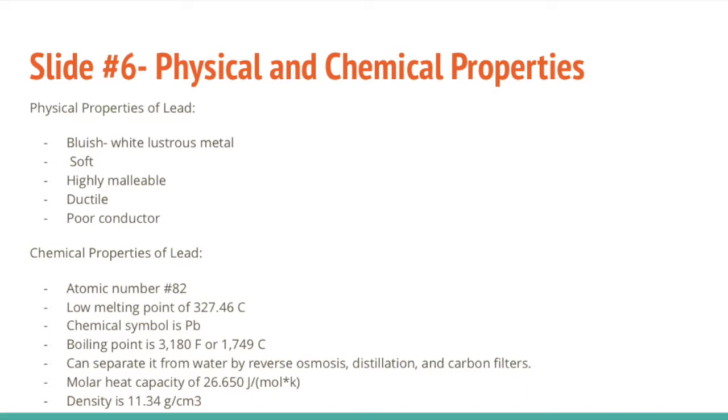Chemical properties of lead. Physical properties of lead include bluish-white lustrous metal, soft, highly malleable, ductile, poor conductor. Chemical properties of lead include its atomic number of 82, low melting point, chemical symbol of Pb, boiling point of 3,180 degrees Fahrenheit or 1,749 degrees Celsius. Lead can separate from water by reverse osmosis, distillation, and carbon filters.